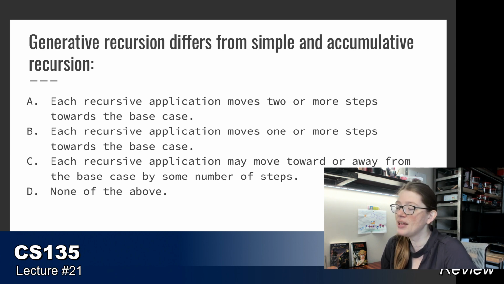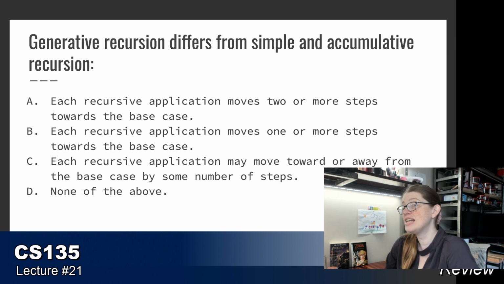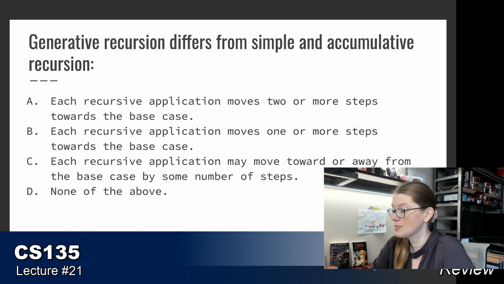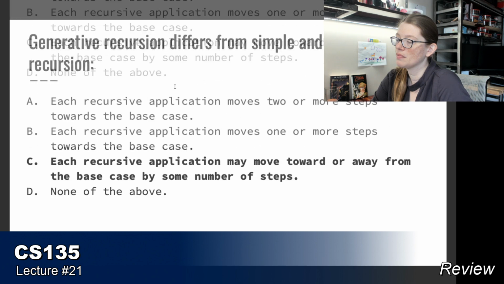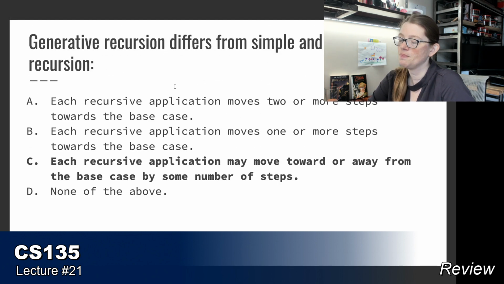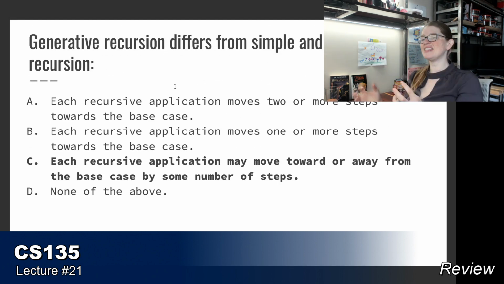Each recursive application may move toward or away from the base case by some number of steps. And then D says none of the above. Now, I know a lot of you are probably thinking that the answer must obviously be B, but it's not. The answer is actually C. So why is it C?